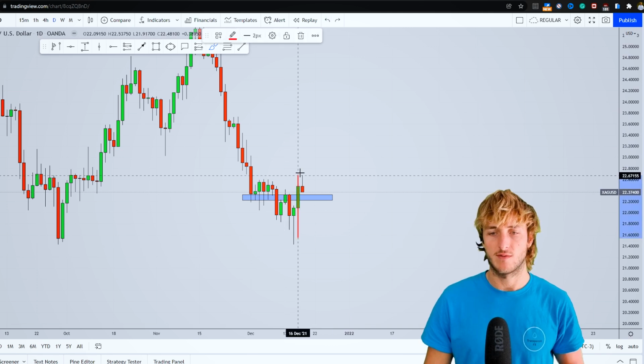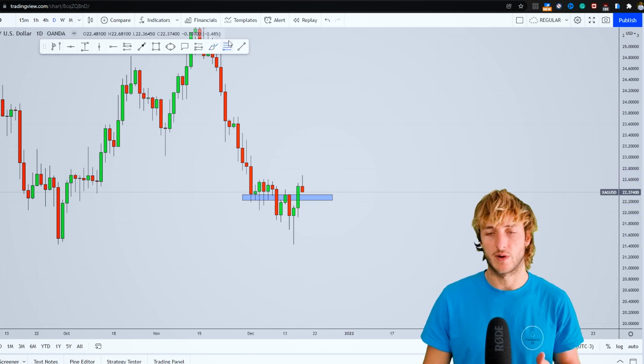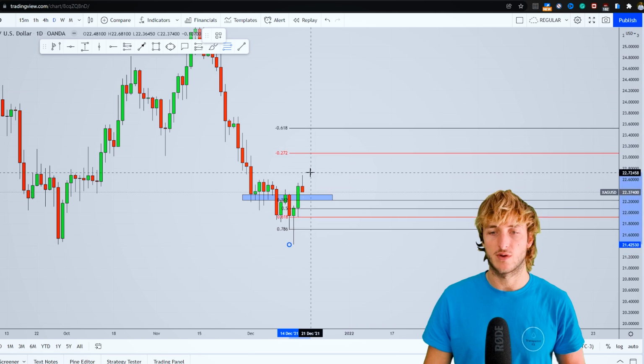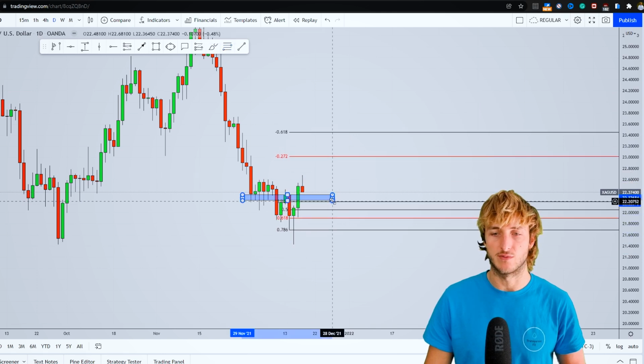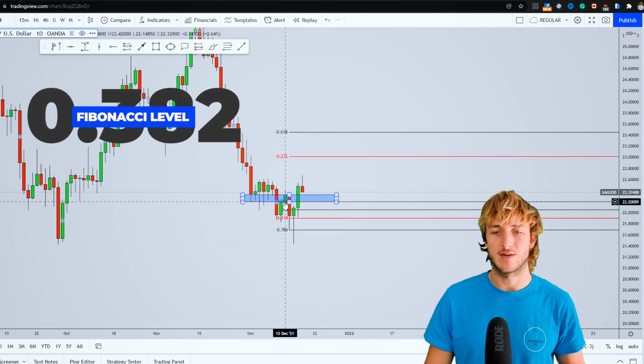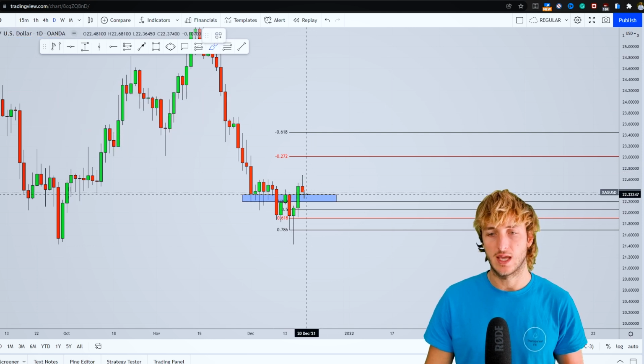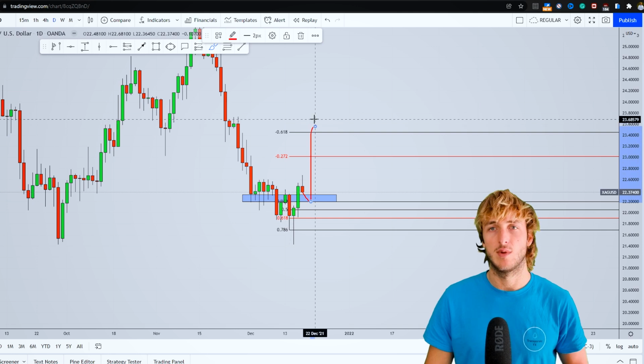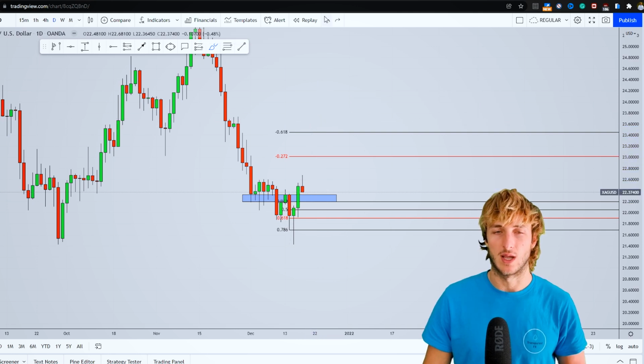Now, in general, if you have an impulse and you want to measure the correction, you have to take your Fibonacci from the low to the high of the impulse. And if we do that, we can see how we have a 0.32 Fibonacci retracement at this area that we can expect the market to test before then getting rejected to the upside.